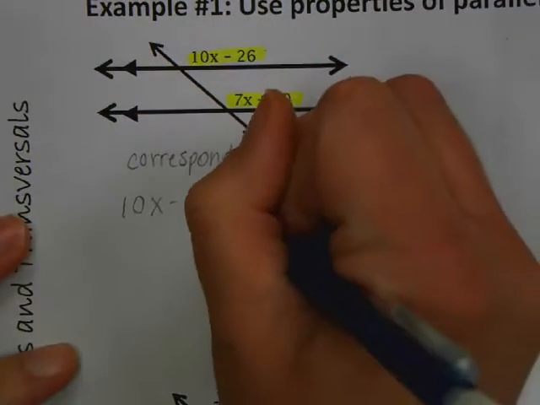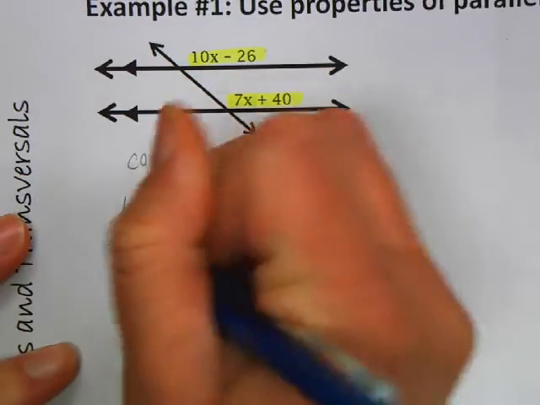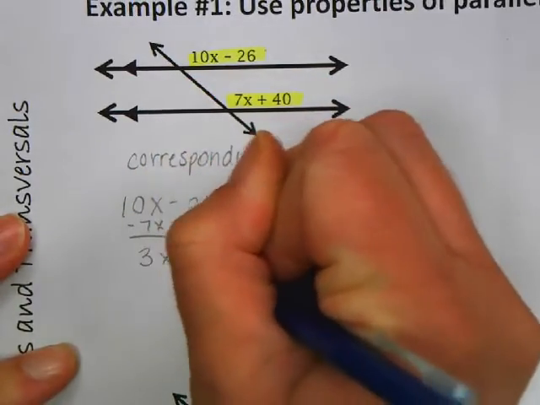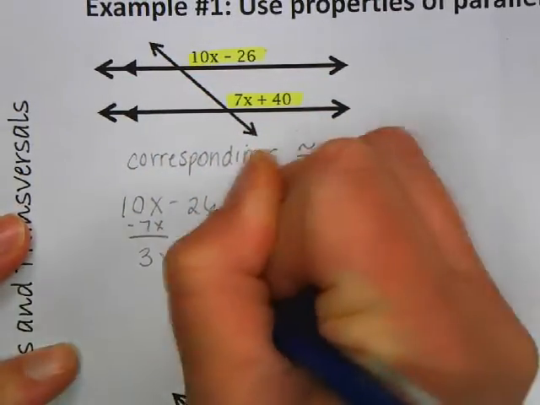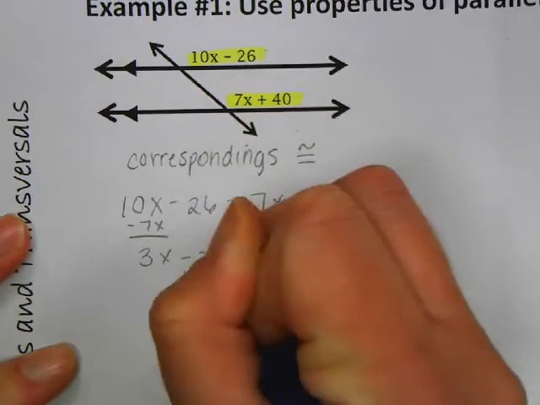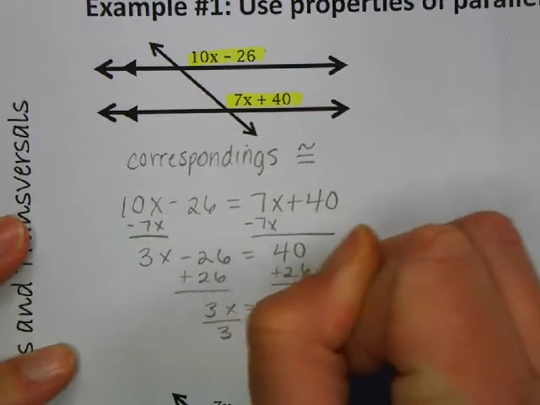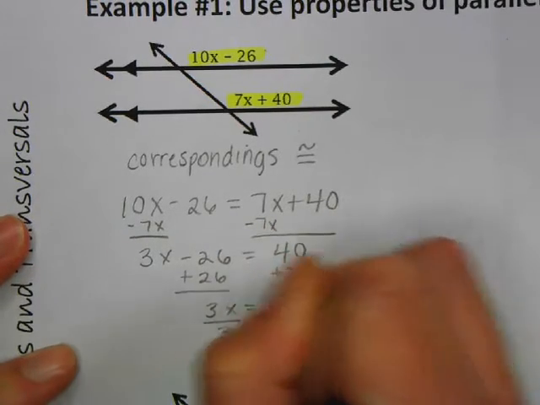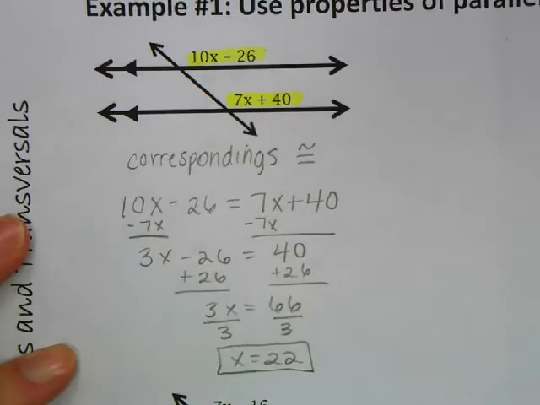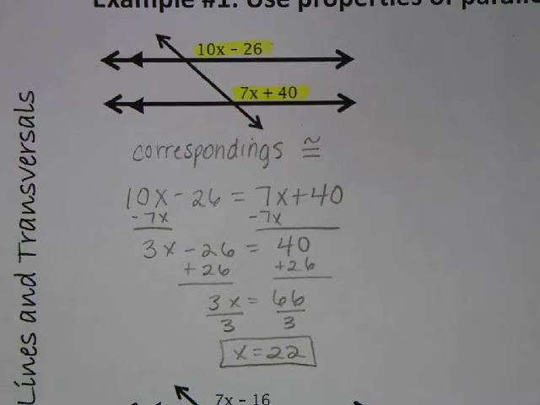So solving for x, you can subtract 7x on both sides first, and then add 26 to both sides, and then divide by 3. So for the first example, x equals 22.